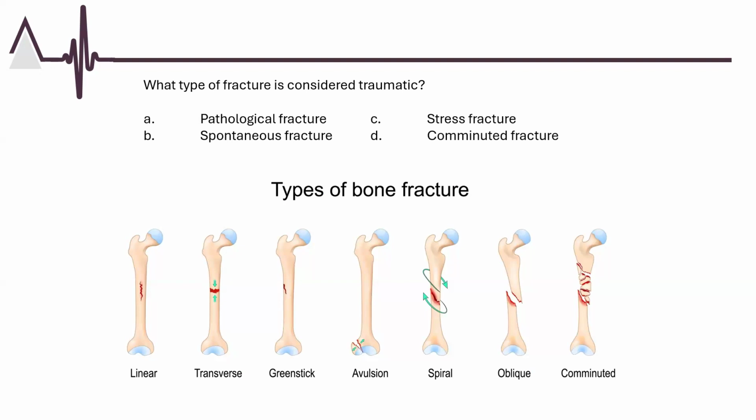A comminuted fracture is a type of traumatic fracture where the bone is crushed or splintered into several pieces, and you can see an example of that on your screen to the far right. In the alphabetic index, look for fracture, traumatic, shaft, comminuted, referring you to S72.35, which is a code found in Chapter 19. The answer to this question, what type of fracture is considered traumatic, is D.